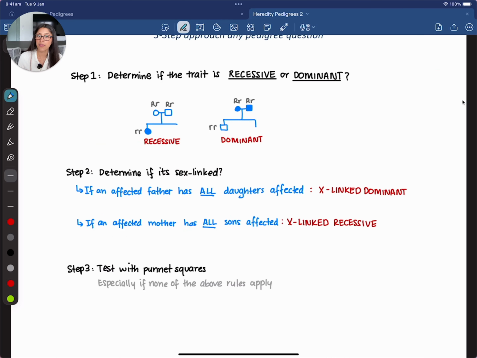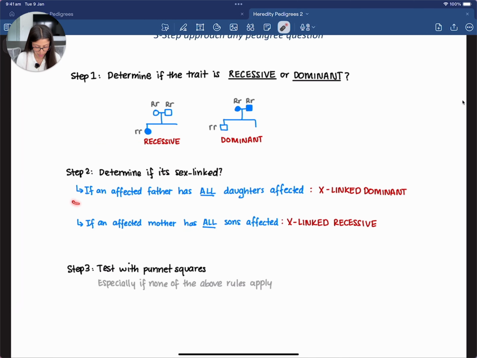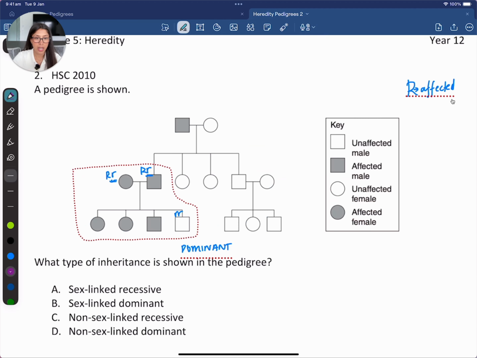Step 2, determine if it's sex-linked. So let's see if we can actually spot this rule this time. So if an affected father has all daughters that are also affected, then it's sex-linked dominant. Now I do see an affected father over here, and hypothetically if it was sex-linked, I would have to see that his daughters are also affected.